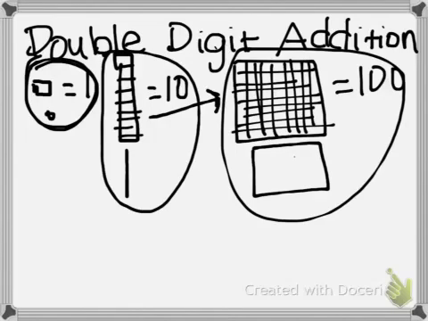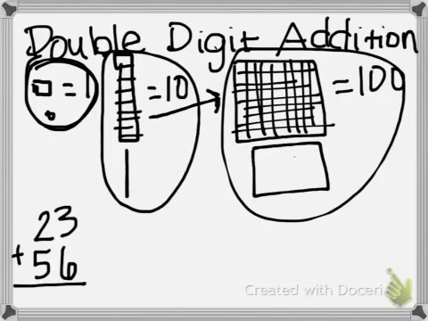So to use base 10 blocks to solve a double-digit addition problem, if I want to solve the problem 23 plus 56, I can use base 10 blocks so that I can see what it looks like when I put 23 and 56 together. I'll start with the top addend. I'm going to represent 23 by drawing 1 ten long, 2 ten longs. So this is a value of 10, then a value of 20, and then I'll draw 3 units. So I have 21, 22, 23.